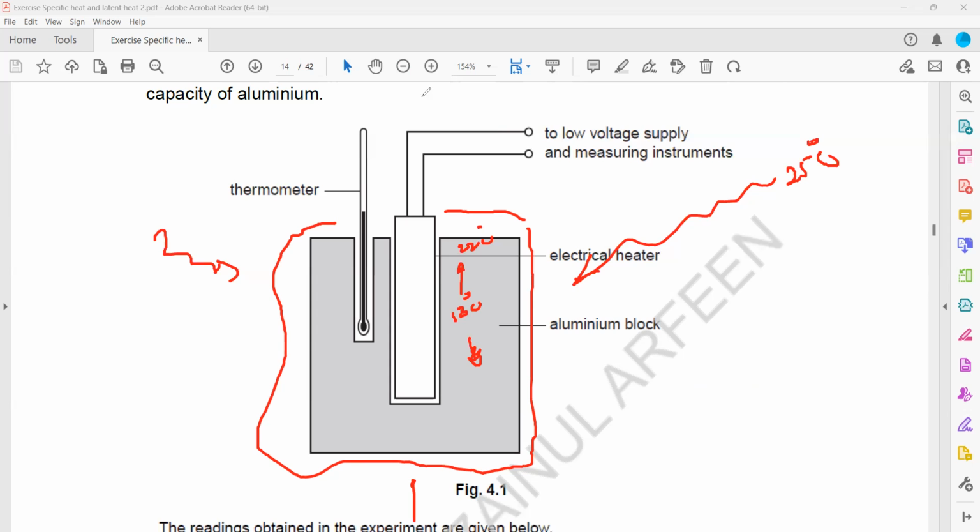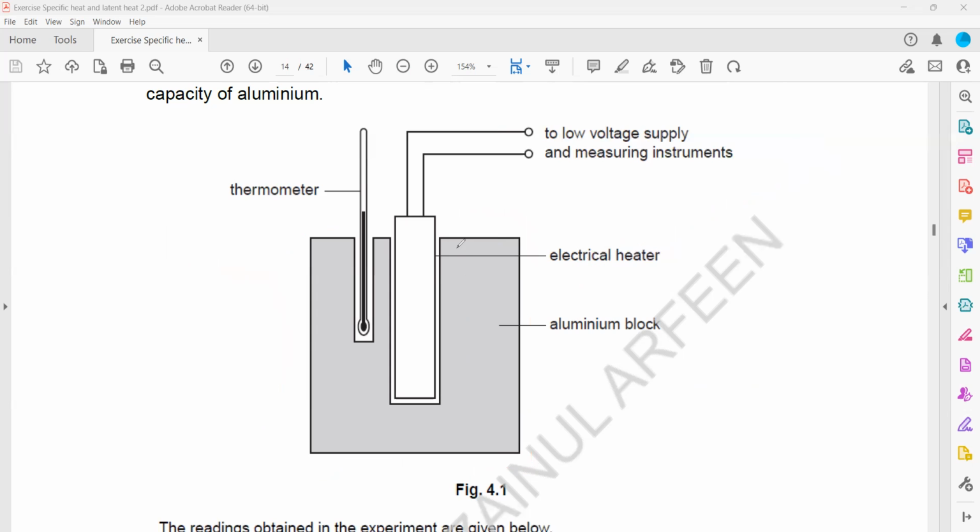So it won't make too much difference in the temperature values. And if we repeat the experiment, we allow the block to cool down, because when the block cools down the temperature will be low, so the rate of energy lost to the surroundings will be minimized. If the block is at 20 degrees and another block is at 40 degrees, the block will lose more energy to the surroundings. So allow the block to cool down and repeat.